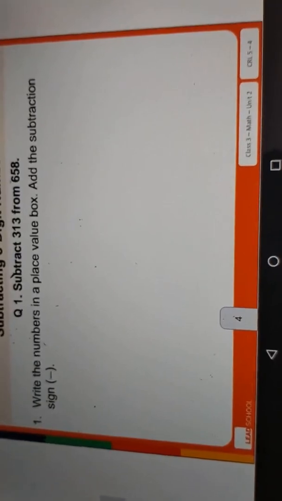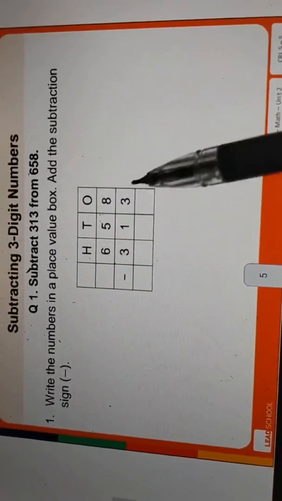Write the numbers in a place value box for subtracting. This one is the sign of the subtraction. So students, this one is a place value box.